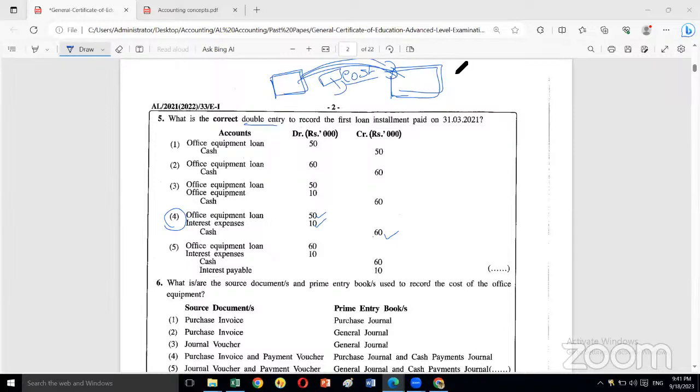Will you conduct past paper fast track for 2023 A level before the exam? Yes, before the exam I will be completing all these past papers and everything, inshallah.